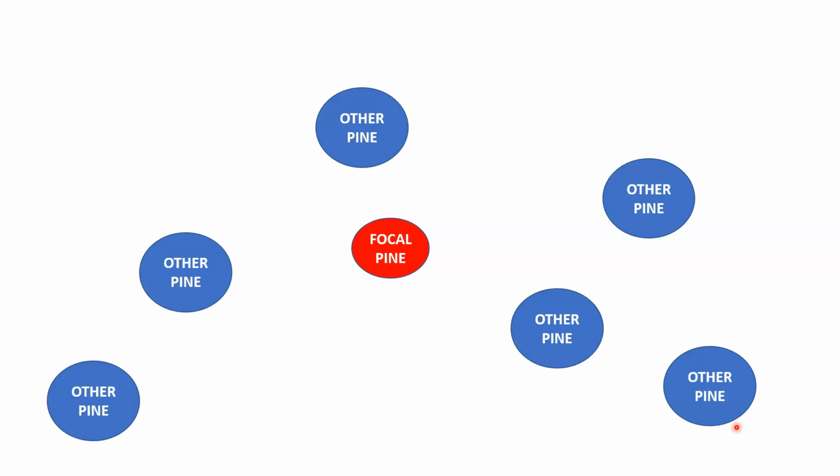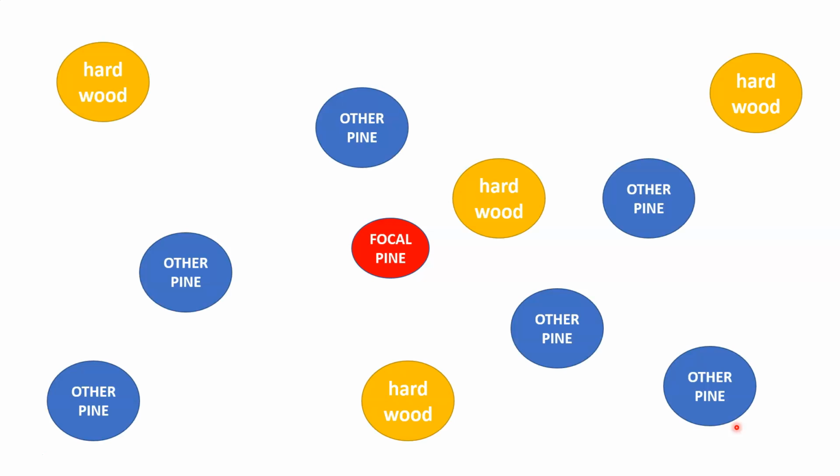And then there are several pines around it, right? And there are several hardwoods around it, right? And this appears to be the pine that is of the closest distance to the focal pine. So you measure the interpine distance, right? Distance between the two individual trees of the same species. And then that hardwood seemed to be the closest to our focal pine. So this is the interspecific distance, right? Distance between two individuals of two different species. So that's another measurement you make.